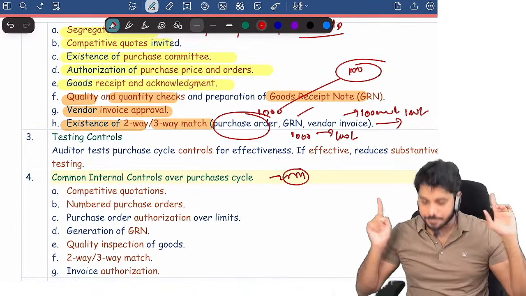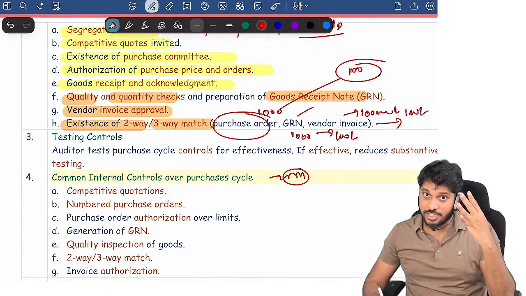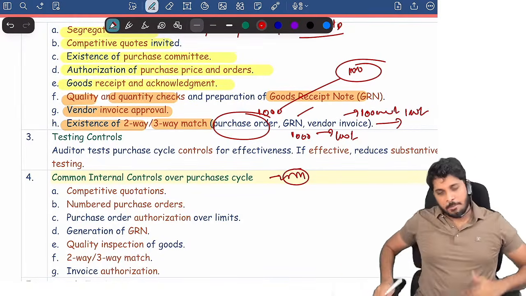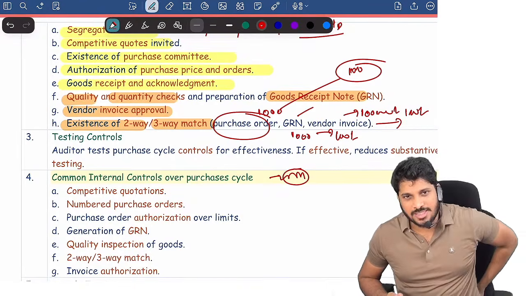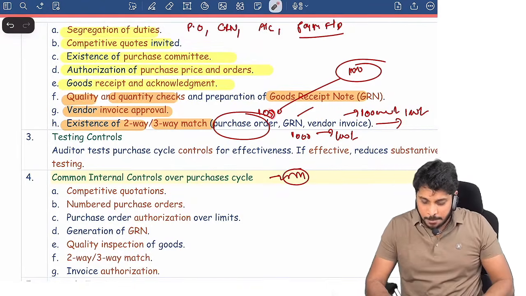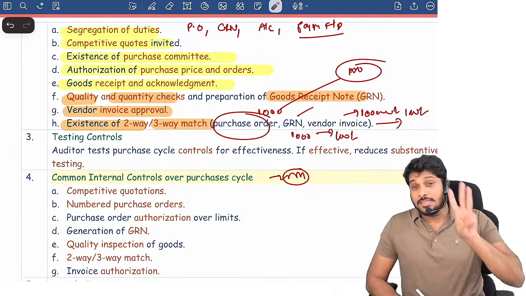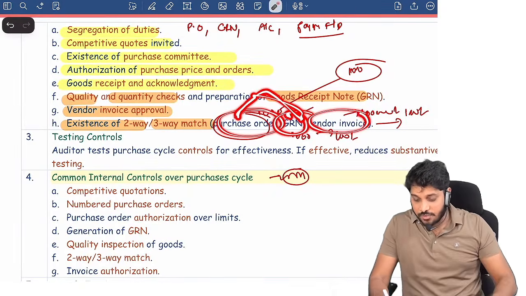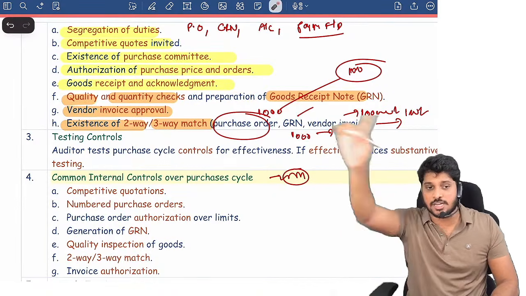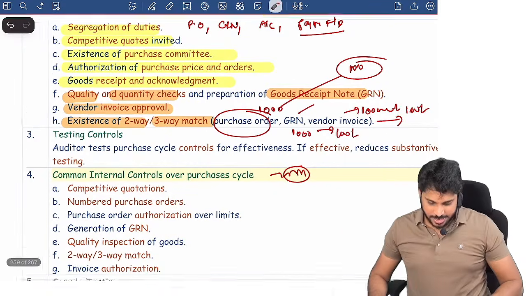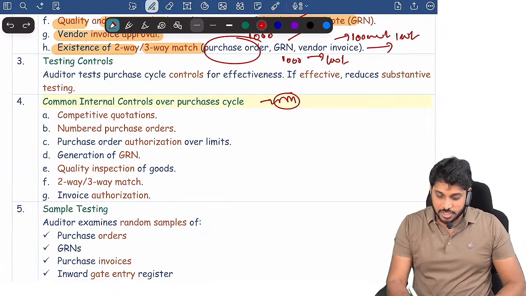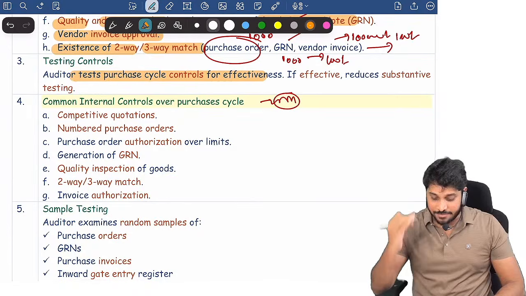Are you clear? And now actually four-way matching is also being done, e-way bill. Today they are doing four-way match also, but in the exam you just have to write two-way match or three-way match. Two-way matching means what? Purchase order and invoice. Three-way matching means what? Purchase order, GRN. Both are our internal evidences, whereas the vendor invoice is external evidence, because a third party is giving it. That's it. Next, then the auditor has to test the purchase control cycle for its effectiveness.